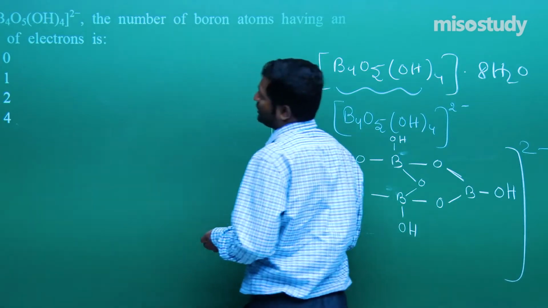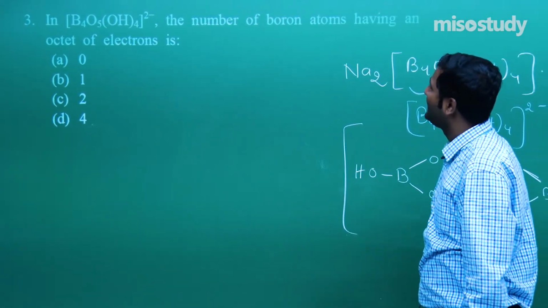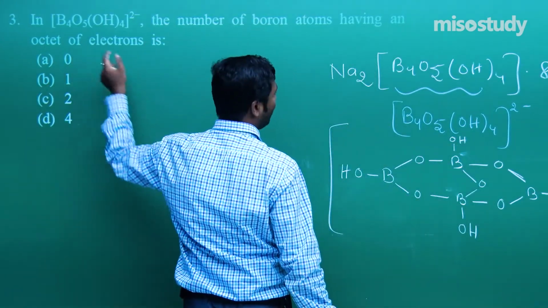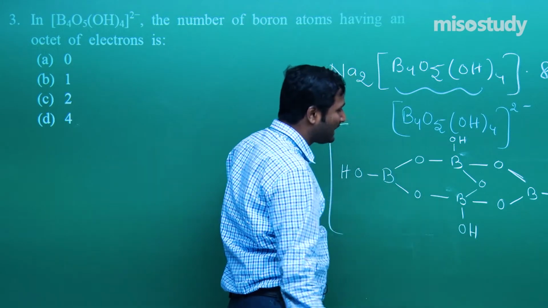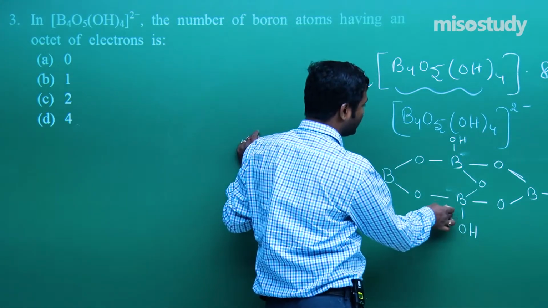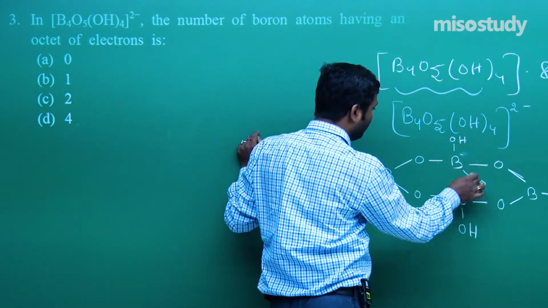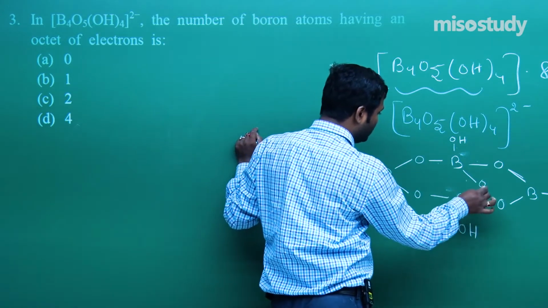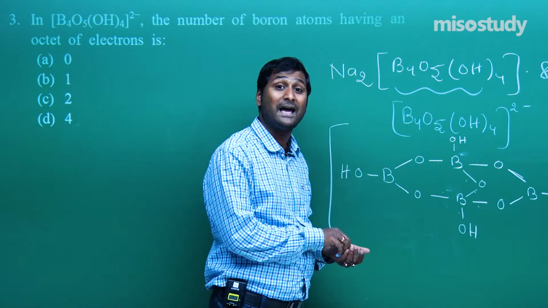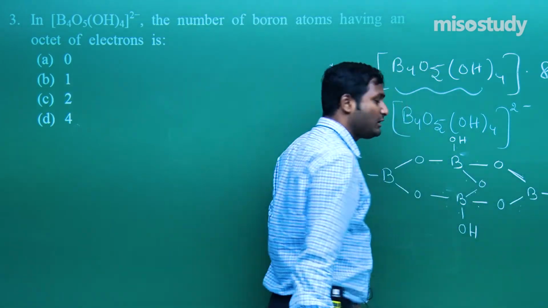Now look at the question. In B4O5(OH)4 2 minus, the number of boron atoms having an octet of electrons. It's very simple. Tell me which boron atom has an octet of electrons. Look at this case: 1, 2, 3, 4. In this case, 1, 2, 3, 4 bonds, that is 4 times 2, 8. But in this case only 3: 1, 2, 3. 3 times 2, 6.